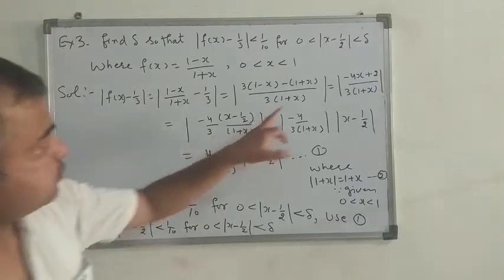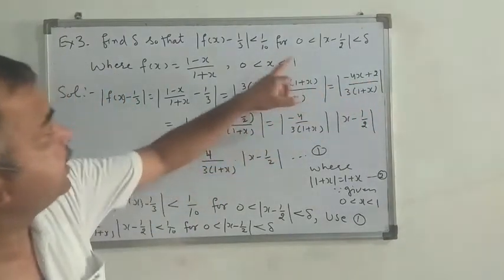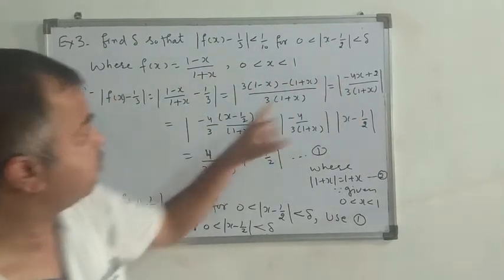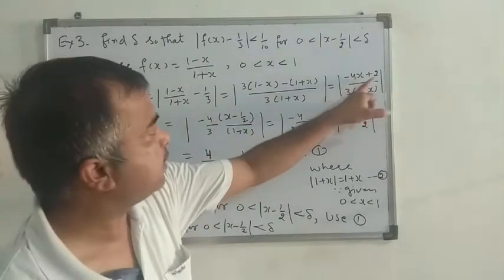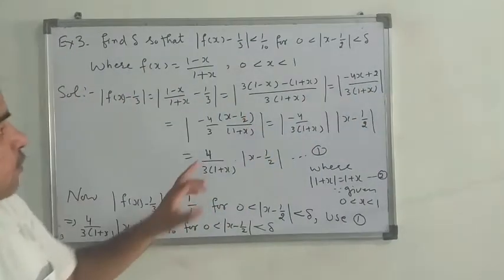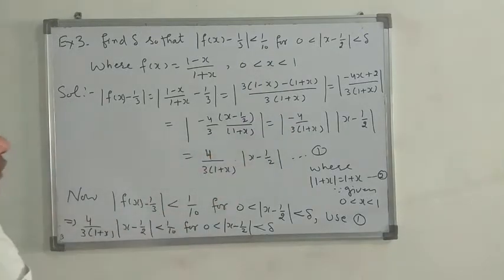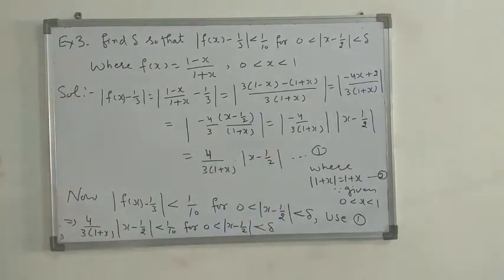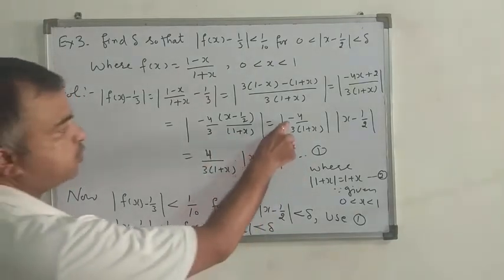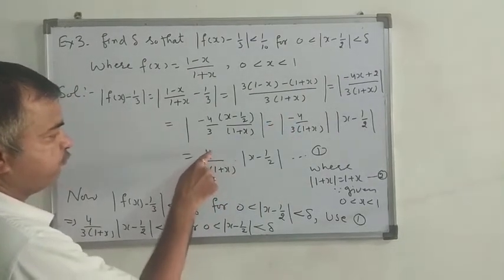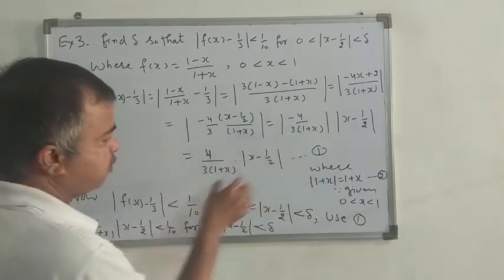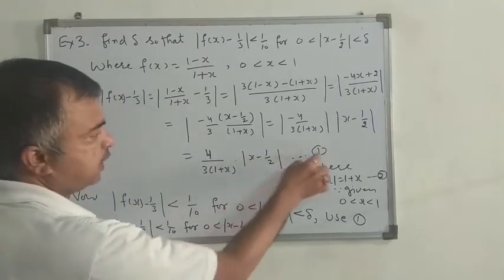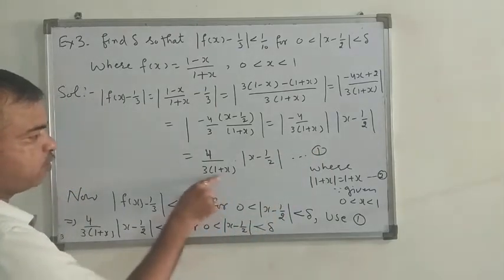Again, let us see. Here minus 4x plus 2, we have to make it x - 1/2. So we take minus 4 common, here it is x - 2/4, that is x - 1/2, over 3(1 + x), modulus. So this is 4 upon 3|1 + x| into |x - 1/2|. Mod is always positive, so remove the minus sign. 4 over 3(1 + x) and |x - 1/2|. I remove mod from 1 + x, I explain now. Call it equation 1. Why have I removed the mod sign from here?